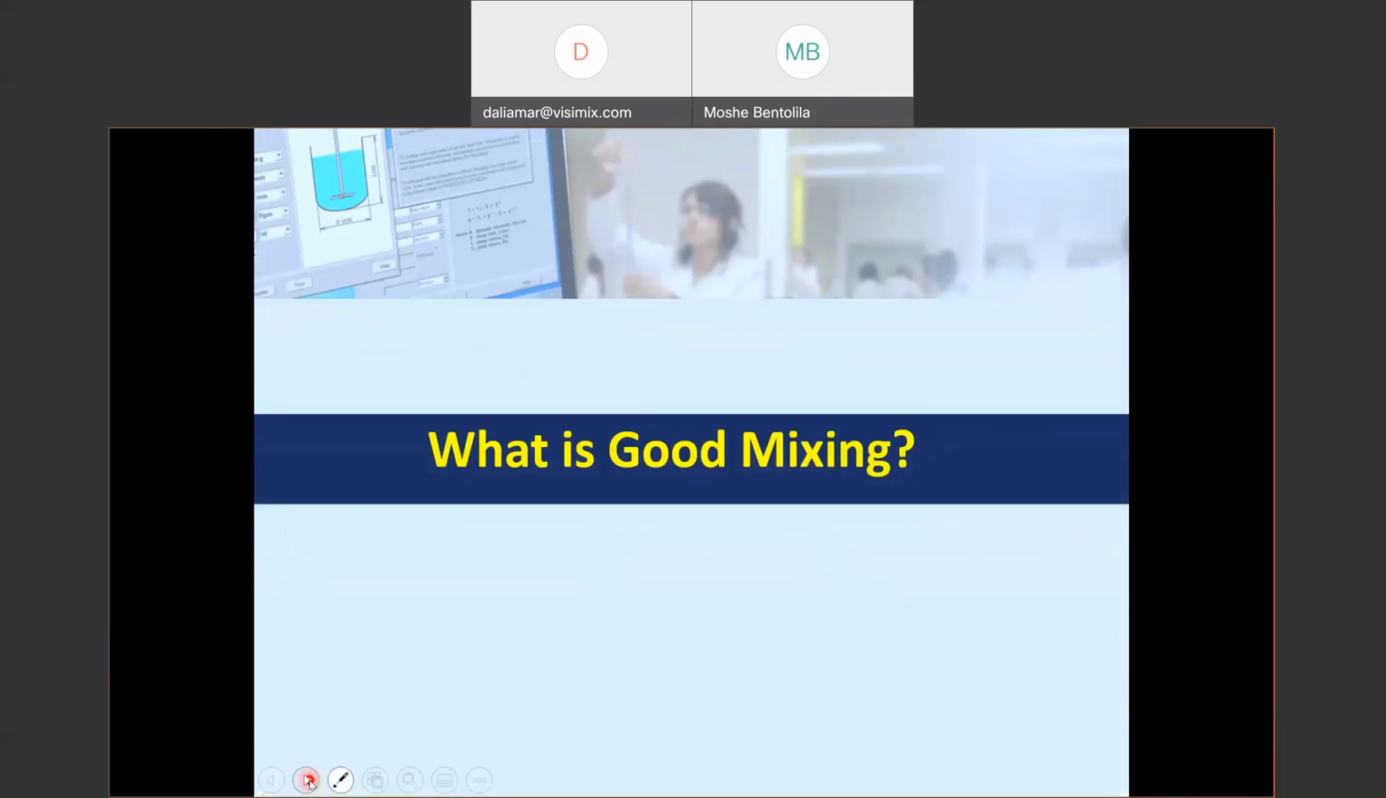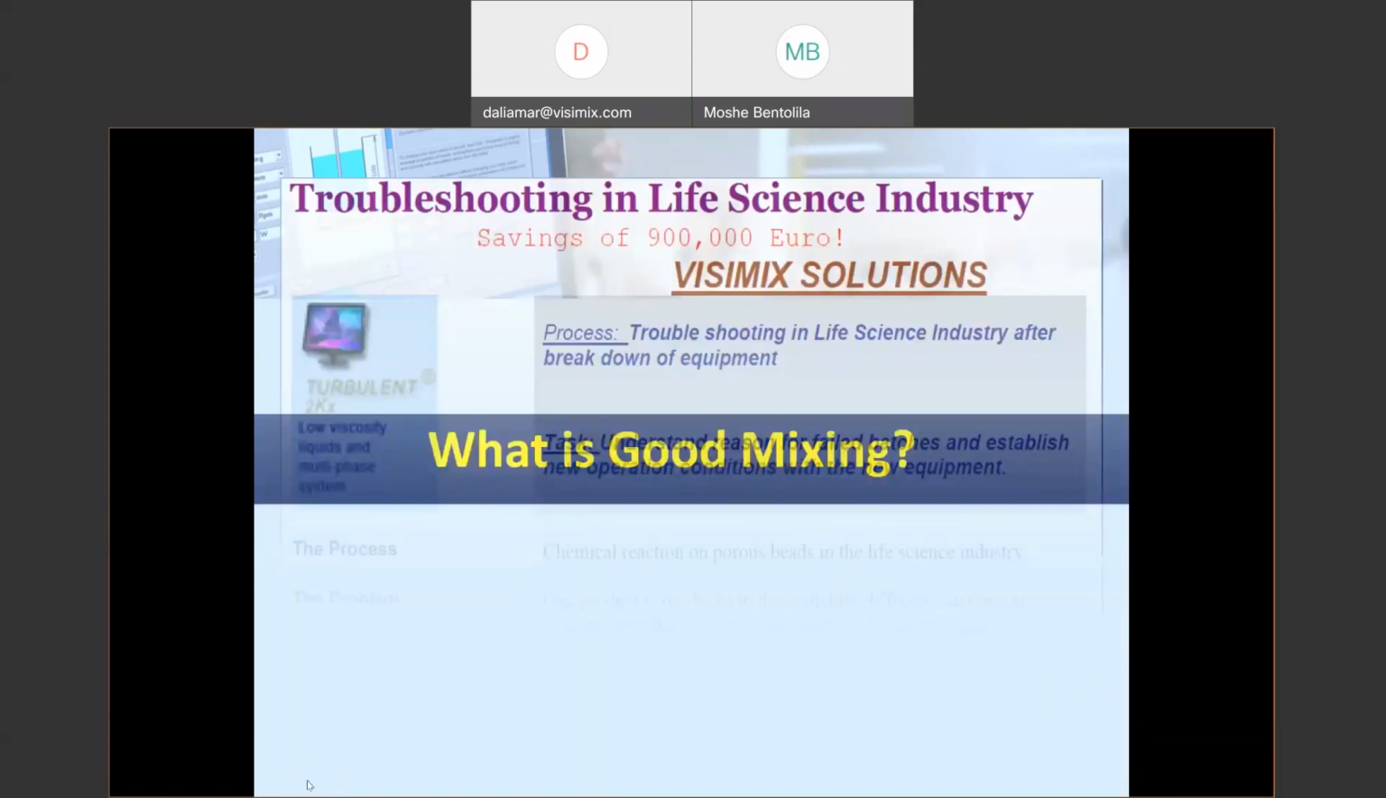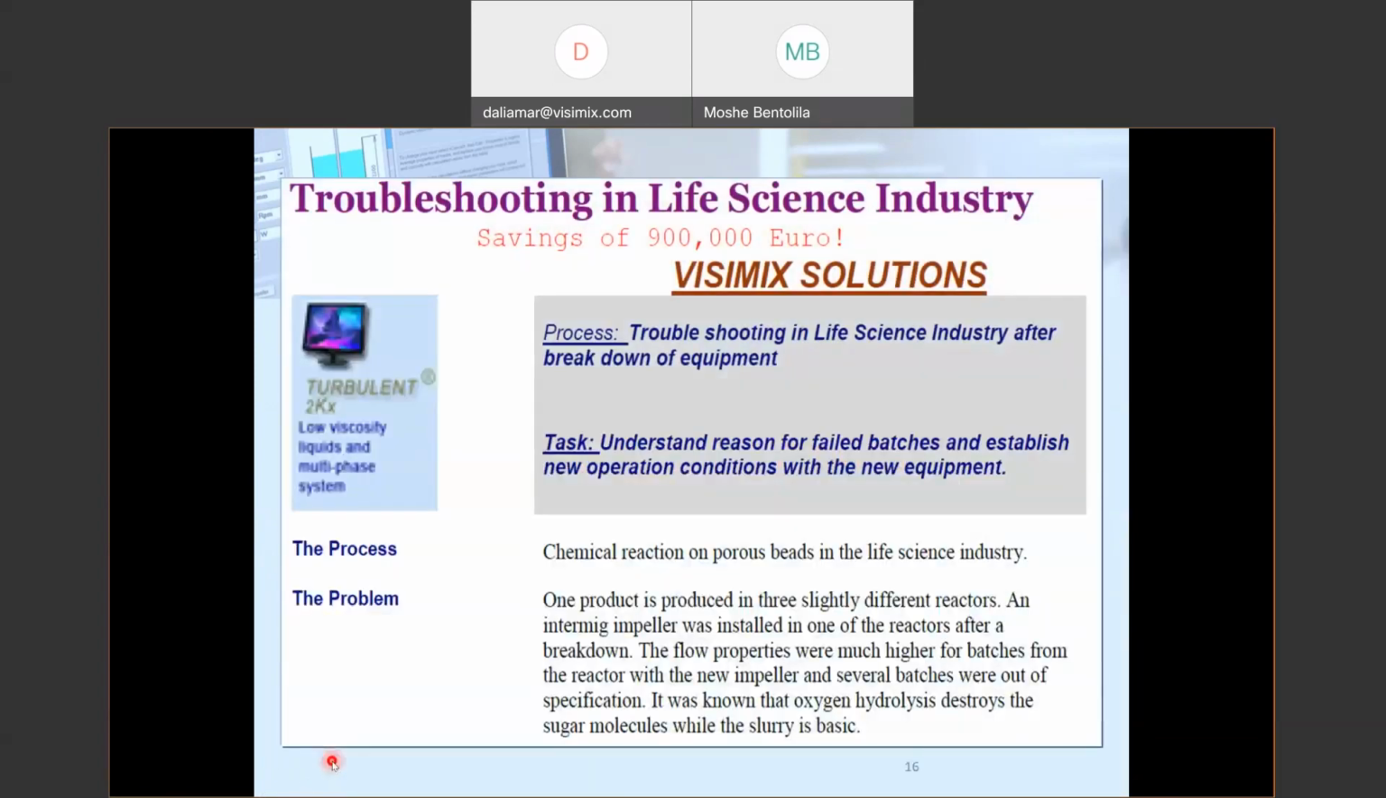So what is good mixing? This is the main important question, and the answer comes from here. This is an example I provided to you on other occasions. Now I want to emphasize it, because from here we want to take you to the certificate. A typical answer is: good mixing means homogeneity, high velocity, high shear rate. This company had a good process with some beads moving in the tank and doing some kind of reaction, okay?